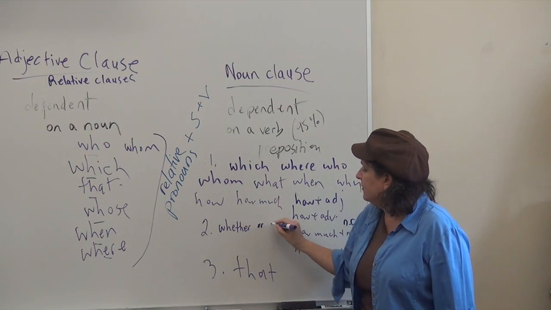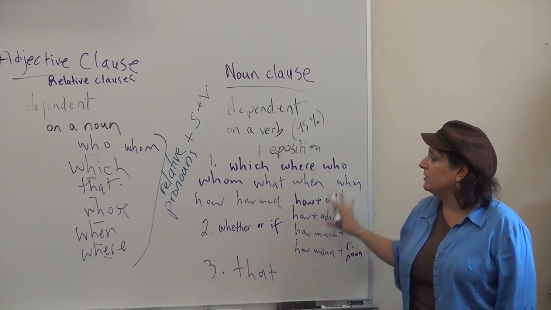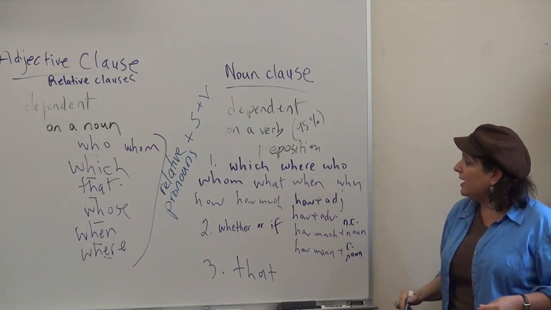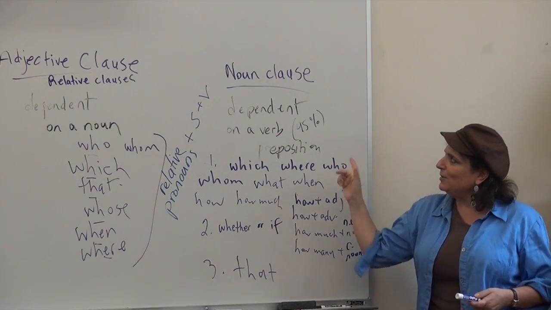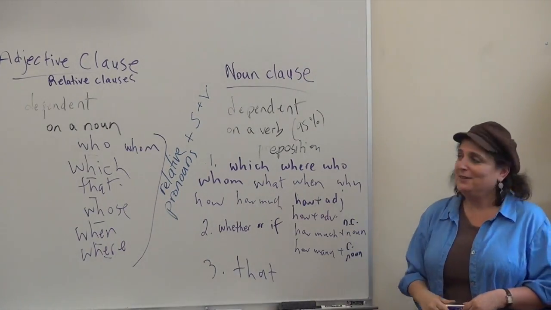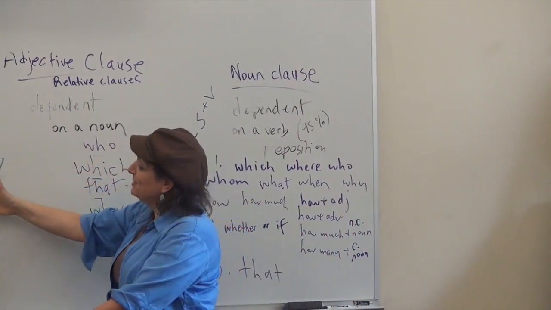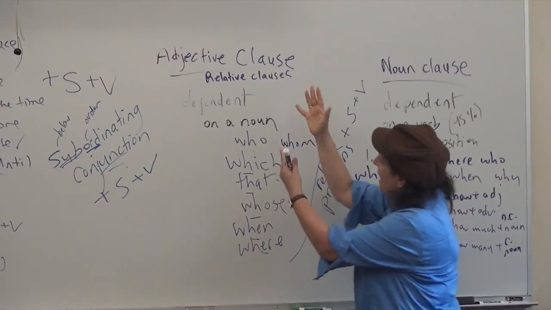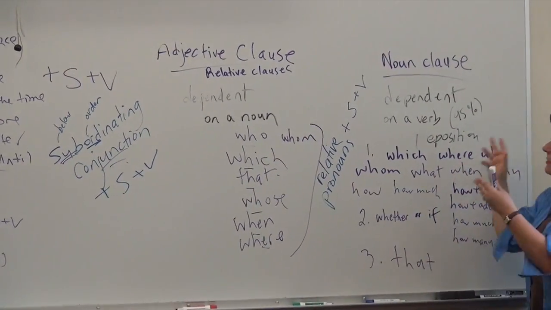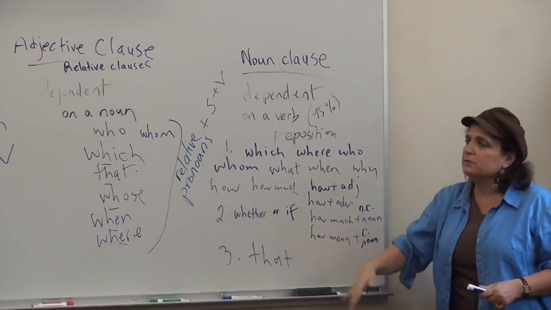Whether or if. Not while. While is not here on my list. Now, does anybody know what these words are called? Adverb clauses, we have subordinating conjunction. Adjective clauses, relative pronouns. Anybody know what we call these words for a noun clause?